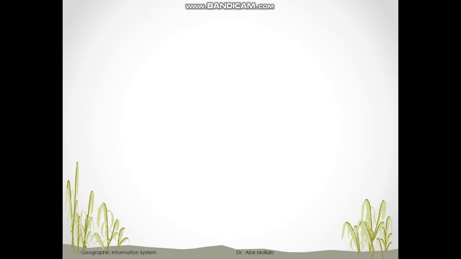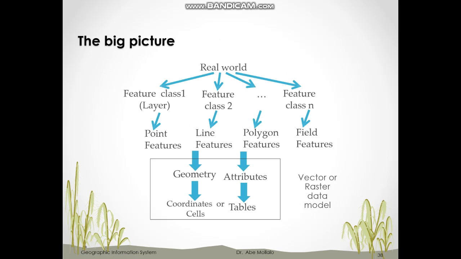So now let's summarize the big picture of the data model. We started with the real world. We talked about the human perception of the real world. The first step was to stratify the real world into layers or feature classes like buildings, roads, and so on. And each feature class can be further abstracted as points, lines, polygons for the vector data model, or fields for the raster data model. And each feature will be assigned a spatial component, which was geographic location and shape, as well as attributes, which were characteristics or description of the features.